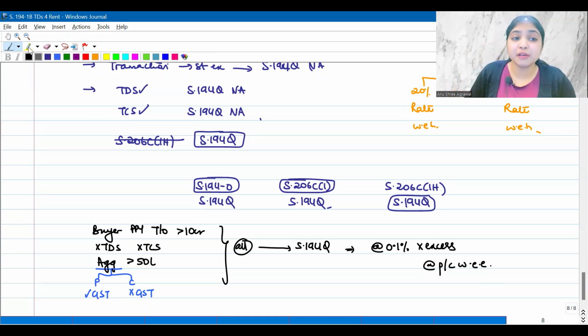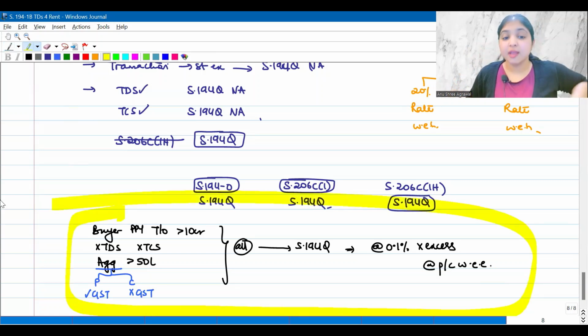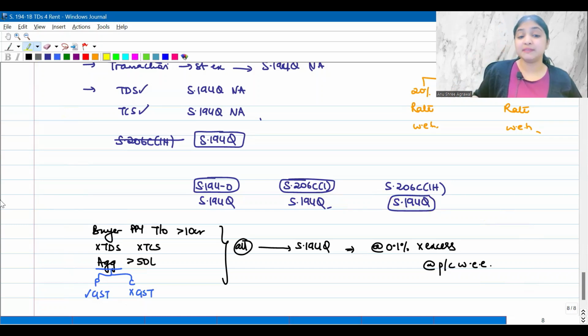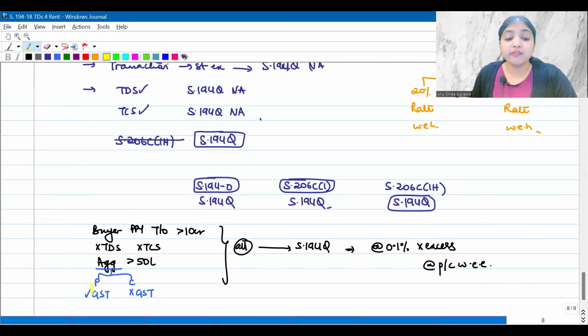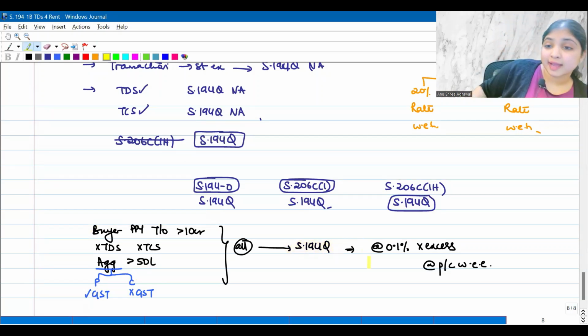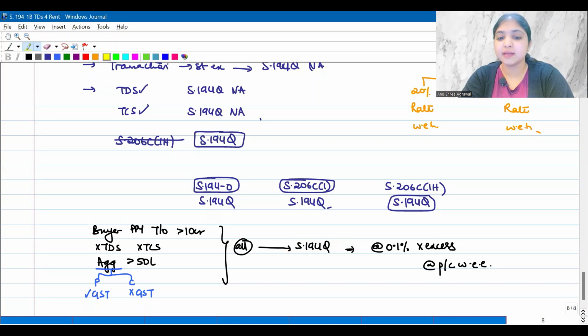So this is a very simple form of learning this section. The buyer should be a person whose preceding previous year turnover is more than 10 crore. No other TDS should apply, no other TCS should apply. The aggregate transaction has to be more than 50 lakhs. If payment is earlier, you will also include GST. If credit is earlier, you will not include GST. If all these conditions are fulfilled, section 194Q will apply. Under section 194Q, we will deduct tax at the rate of 0.1%. 0.1% of what? 0.1% of the excess above 50 lakhs.